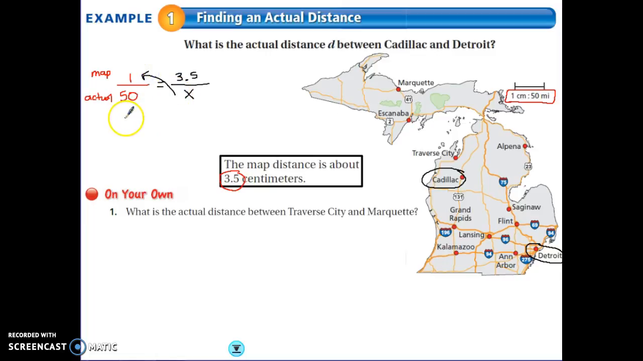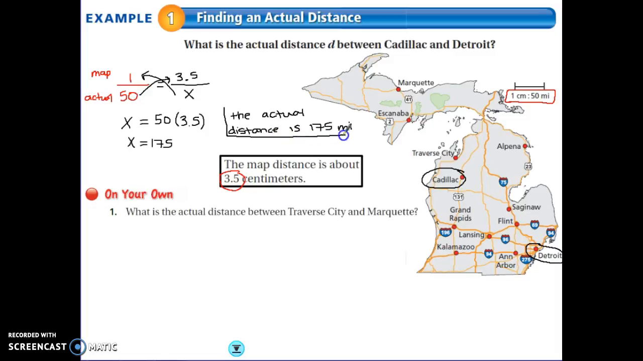X times 1 is x, and on the other side, this equals 50 times 3.5. Multiplying 50 and 3.5, I find that x equals 175. Well, since x represents the actual distance, my final answer would be the actual distance is 175 miles. And this would be your final answer to the question.